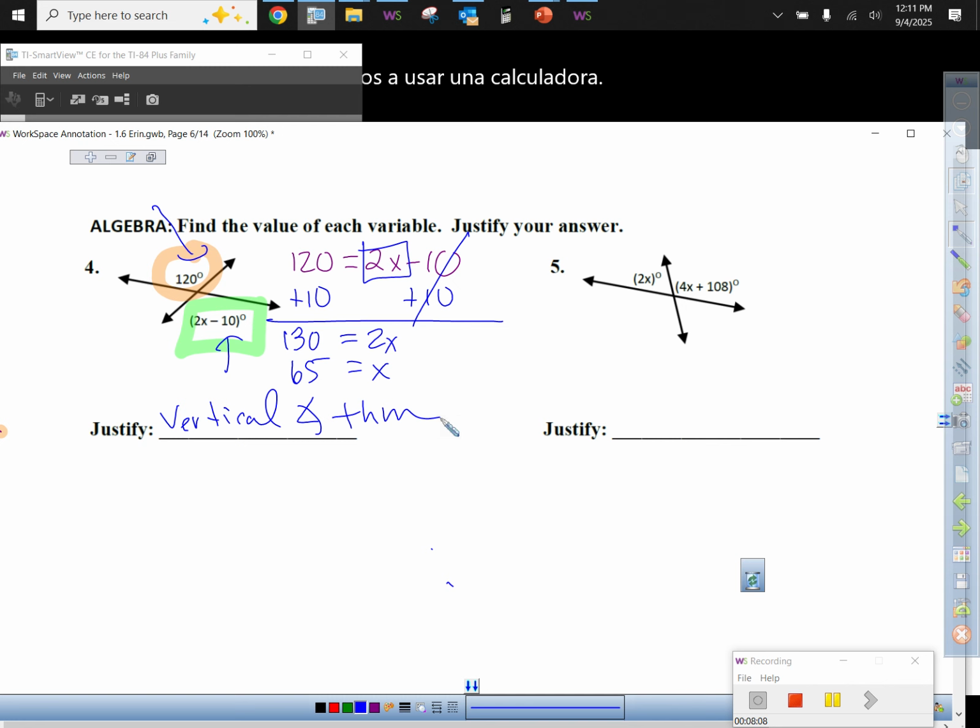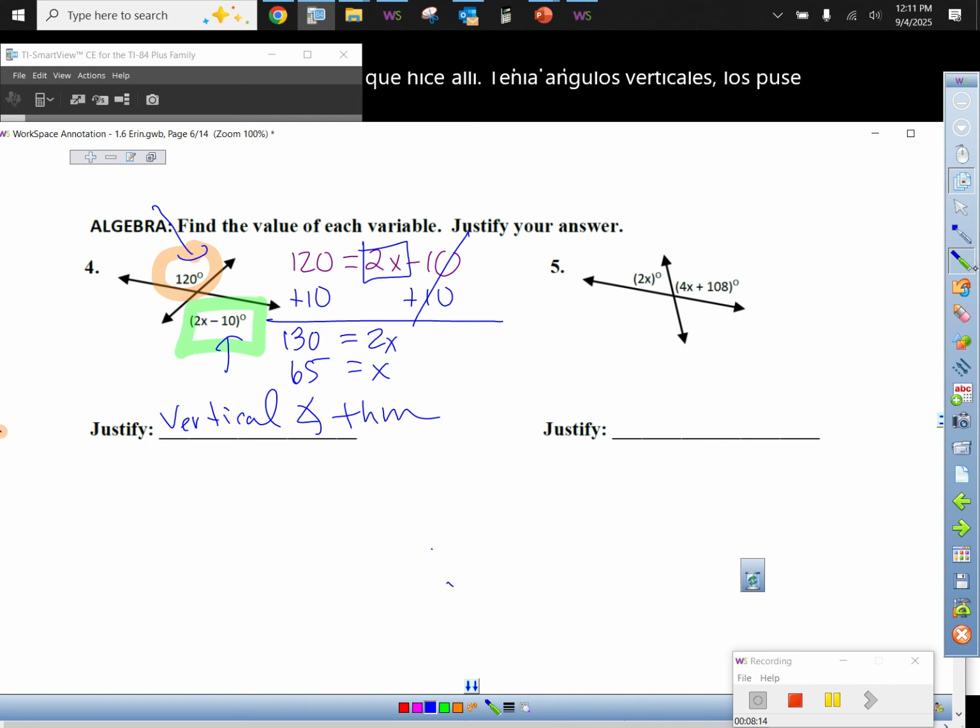Feel okay with what I did there? I had vertical angles. I set them equal to each other. So now I'm going to really make you feel silly for a moment. Yes, sir? The answer is yes. We have to show all that work. The one thing that you might not have to show is right here, the plus 10 to both sides.